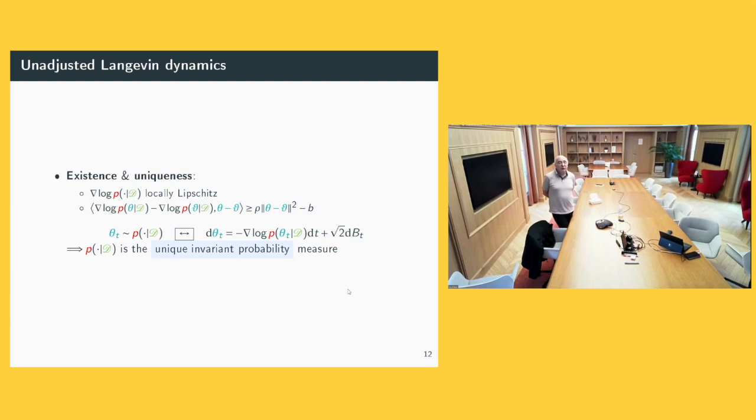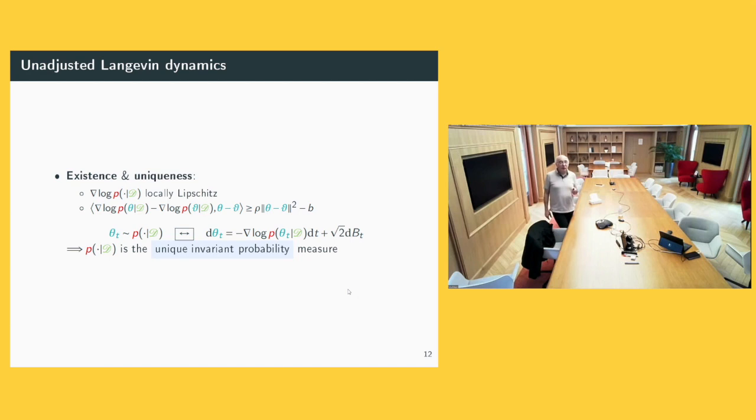You take the posterior distribution of the parameter given the training set. You make some simple assumptions. You assume first that it is locally Lipschitz, and you also assume that it satisfies some kind of coercivity condition. Which means that when theta is far from the center of the space, this quantity is more or less log-concave. This is the meaning of this coercivity condition.